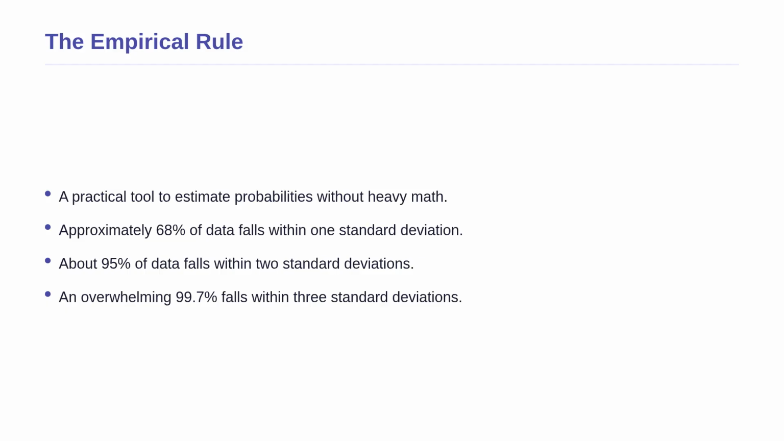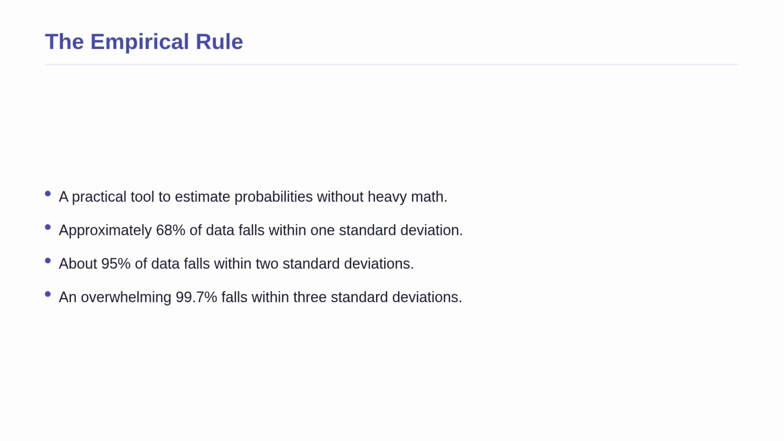Before we move on to combining variables, let us look at a powerful shortcut called the empirical rule, or the 68, 95, 99.7 rule. This rule gives us a quick, practical way to estimate how much data falls within certain distances from the mean without doing any heavy math.